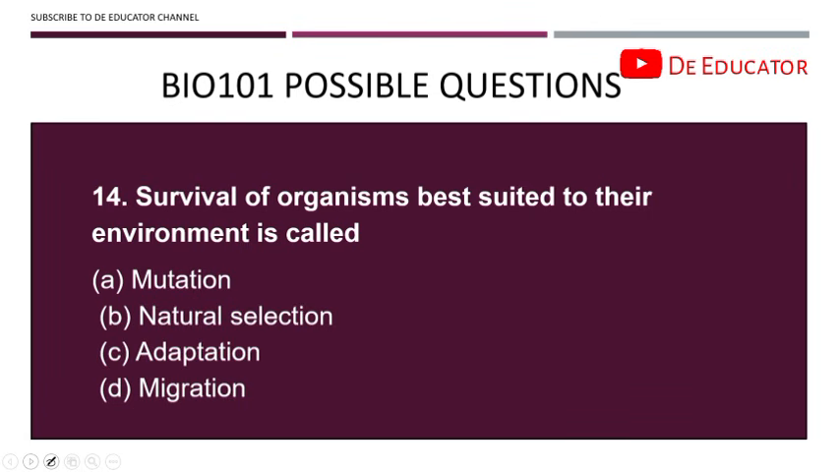Survival of organisms best suited to their environment is called what? If you see this kind of question, you might be tempted to pick natural selection, or you might be tempted to pick adaptation. But what is the actual answer? Survival of organisms best suited to their environment is known as natural selection. You have heard survival of the fittest as a result of where they are living, their environment. It is known as natural selection, not adaptation. Please take note of the difference.